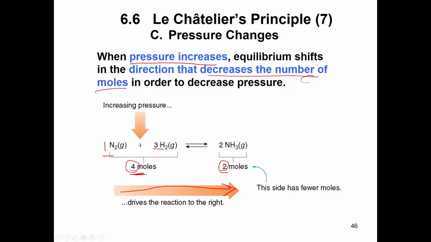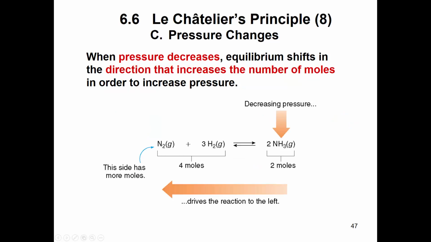So the rule basically is this: if you increase pressure, then the direction is going to be towards the fewest number of gas moles. Since this one had 2 and this one had 4 and we're increasing pressure, it's going to go towards the one with the 2 moles and away from the 4.